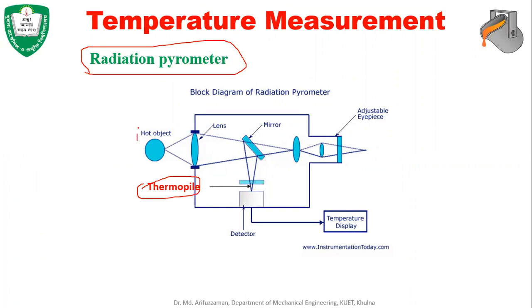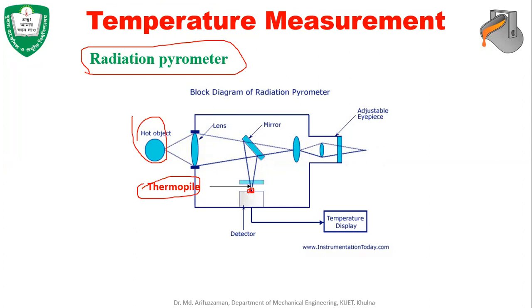So the hot object is staying here, and the radiation energy is coming through the lens, and some of it is passing through the eyepiece to adjust where you want to measure the temperature. You need to do the focusing and adjusting using your eyepiece. And a portion of the radiant rays coming from that point is reflected and focused on a point where a thermocouple, that means a thermoelectric pyrometer, is present.